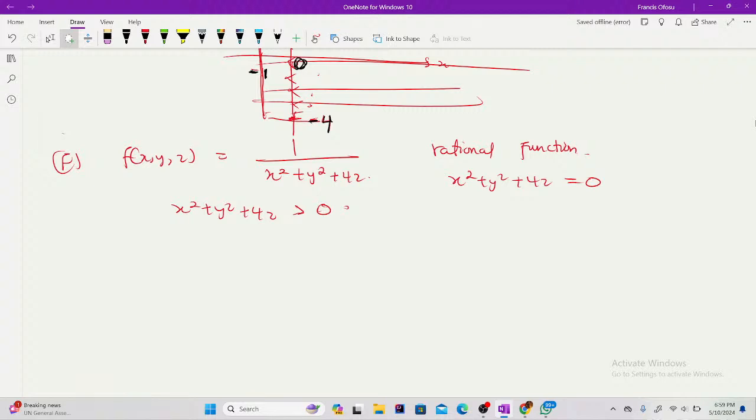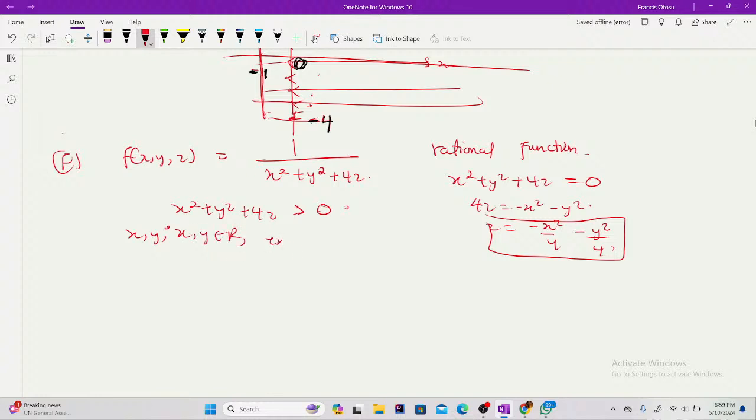You can also do it this way. When you solve this expression, you can make z the subject. Making z the subject, 4z will be equal to negative x squared minus y squared. Is that not it? So z will be equal to negative x squared over 4 minus y squared over 4. So you can say that x and y are members of all real numbers, so the domain of xy is all real numbers except where z is equal to negative x squared over 4 minus y squared over 4.